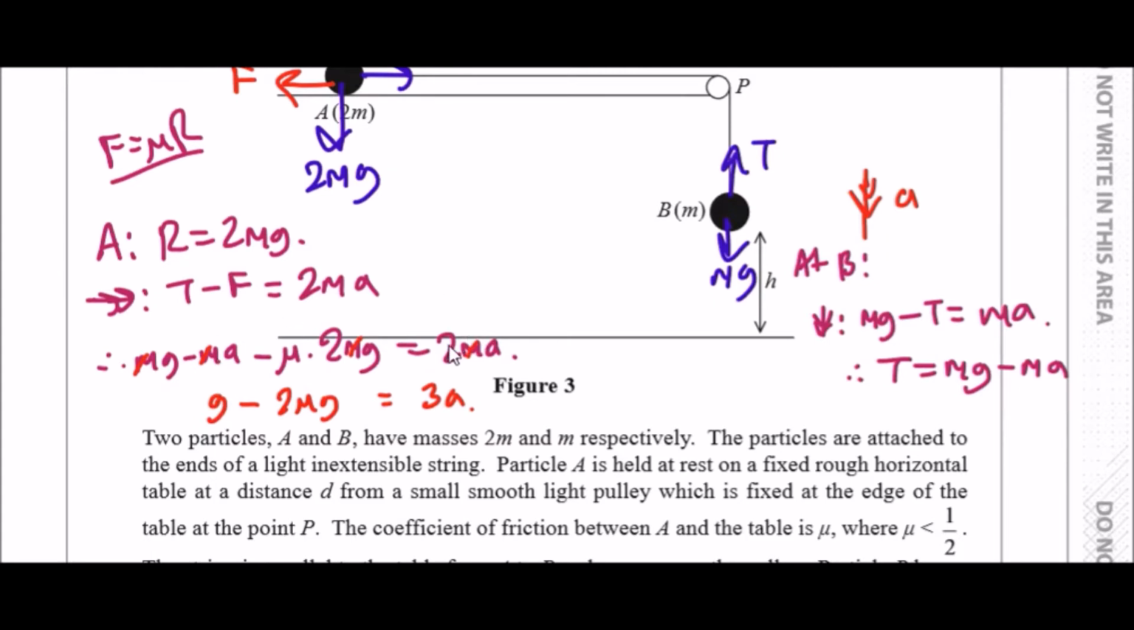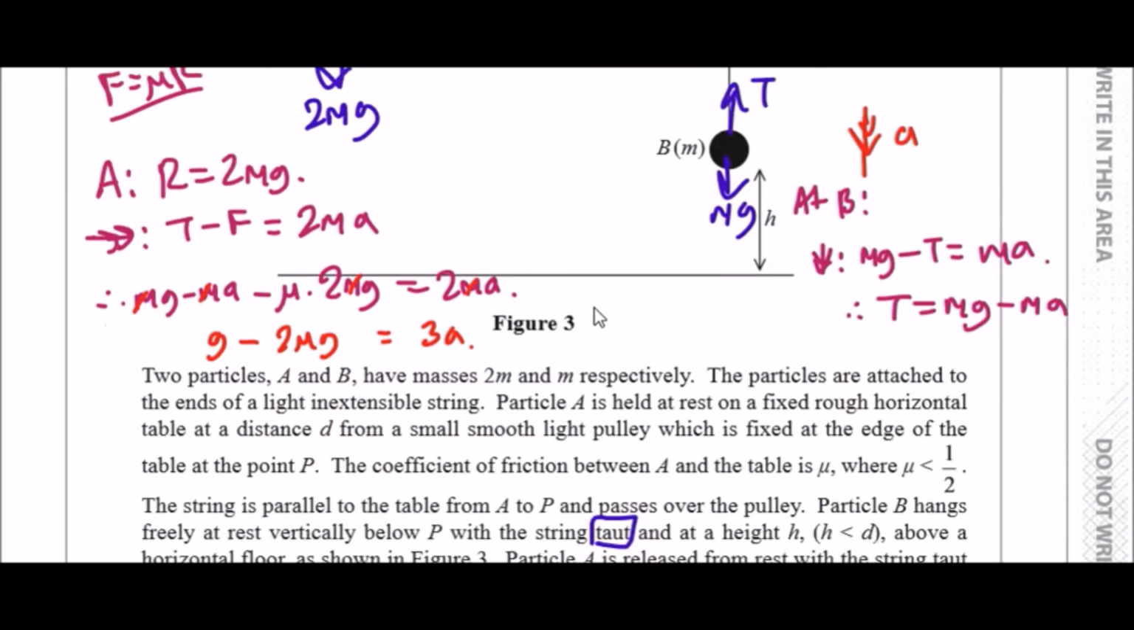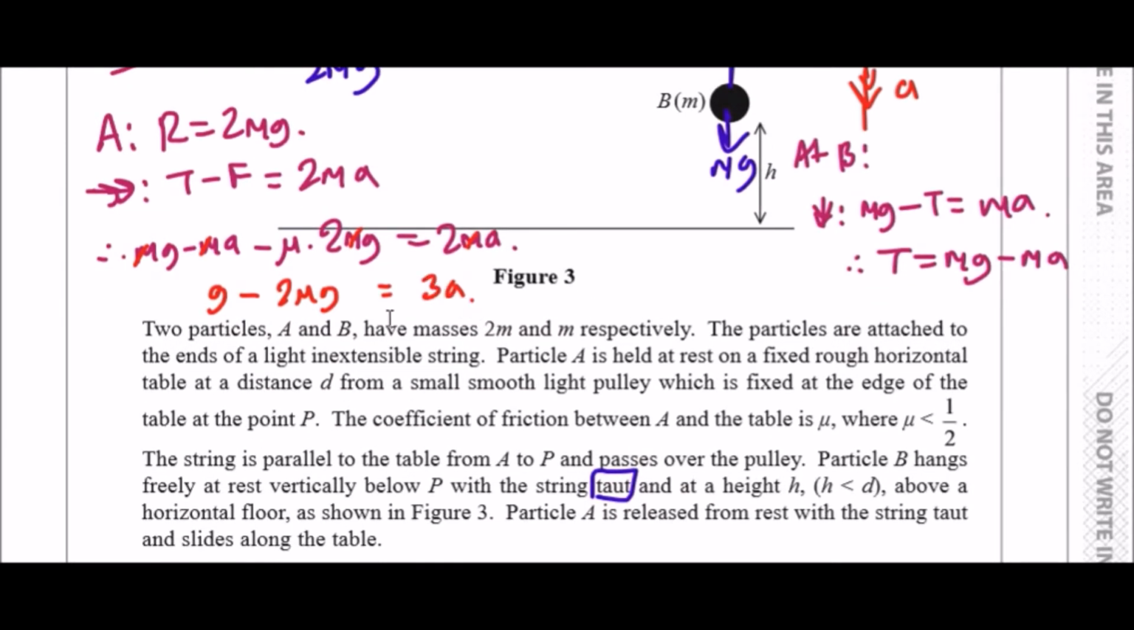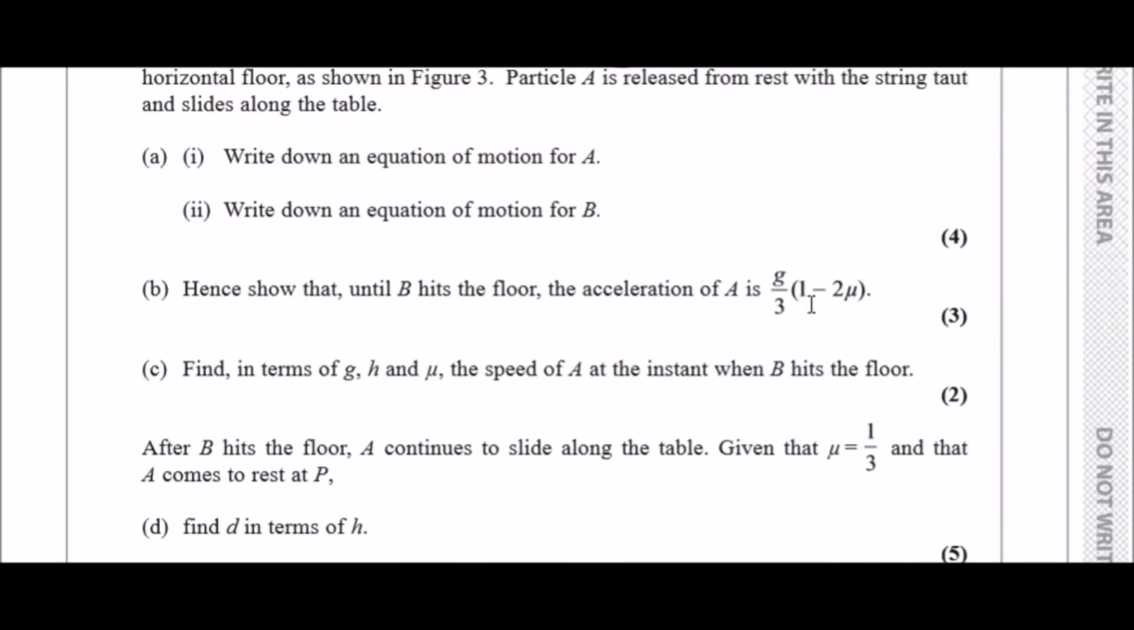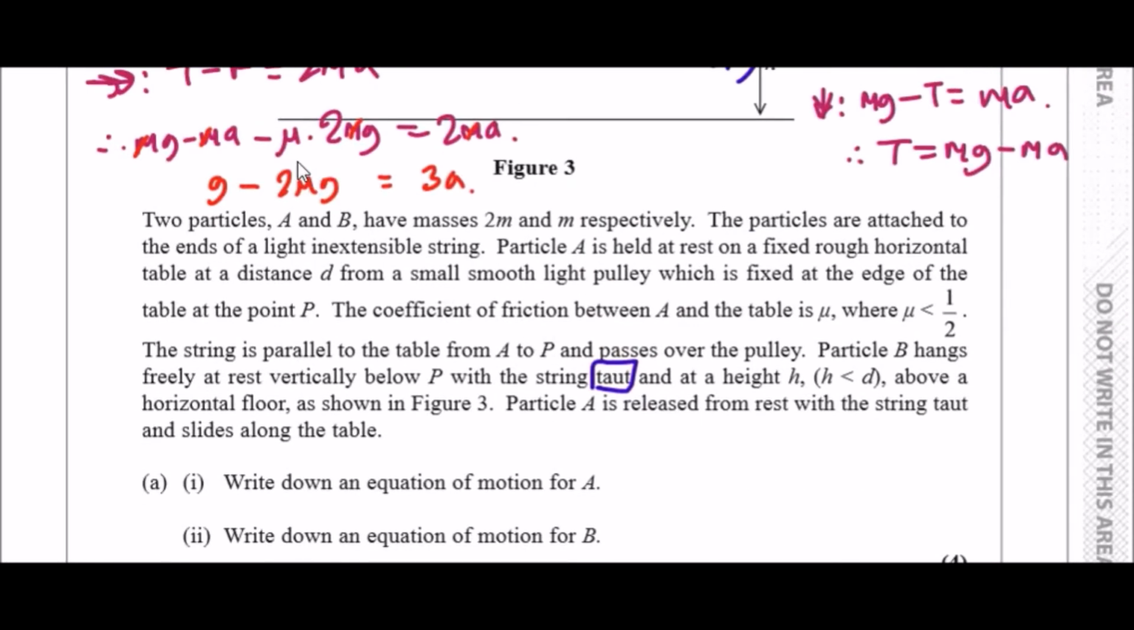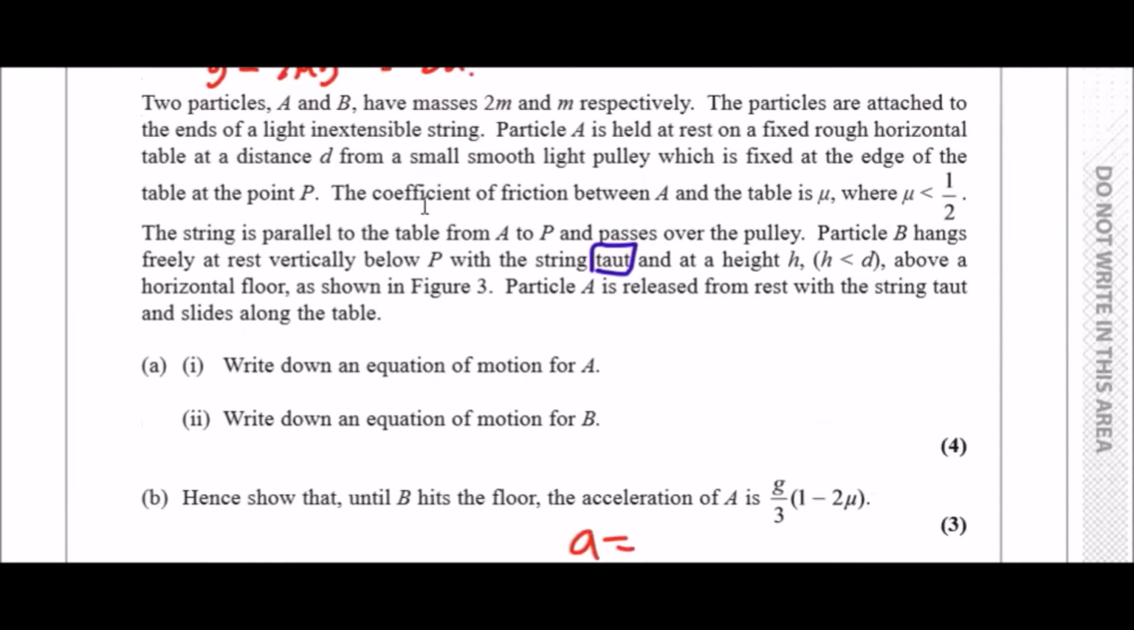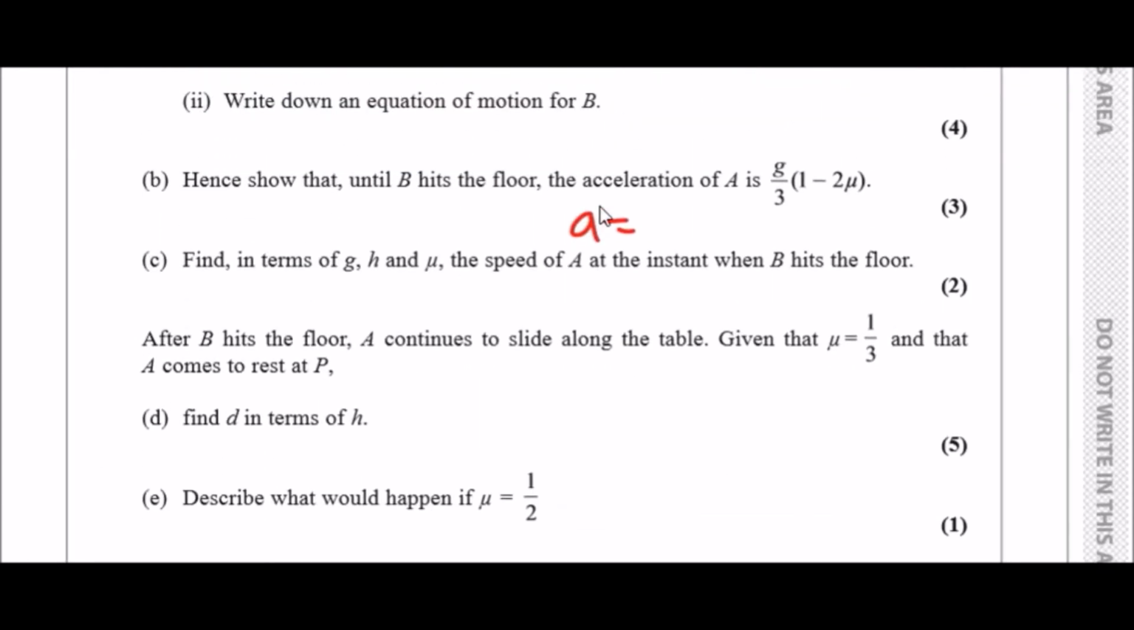So plus a across, that becomes 3a, and collect terms. And now to make a the subject, well, just divide it by 3 and then factorize g out. So we should clearly have this solution. So we're going to have now a equals, firstly, factorizing g, so we're going to have 1 minus 2 mu. So it'll be g over 3, 1 minus 2 mu, just like they wanted.